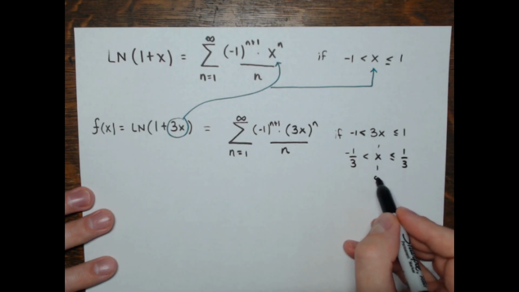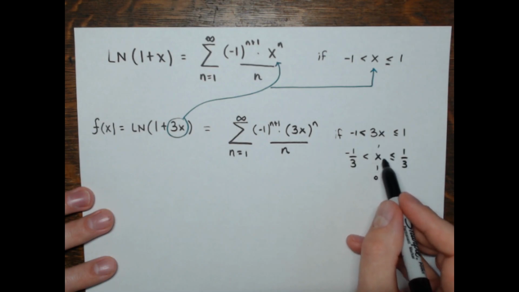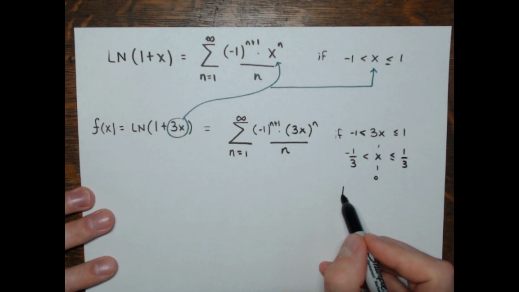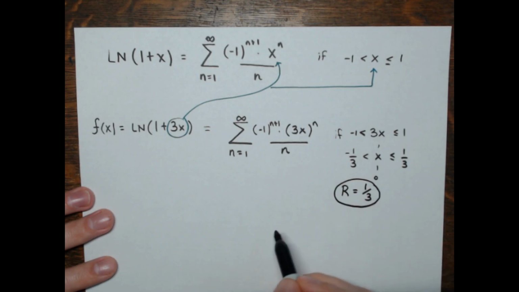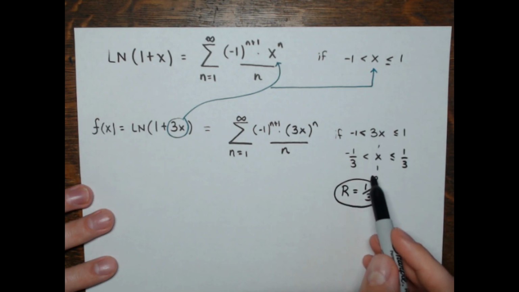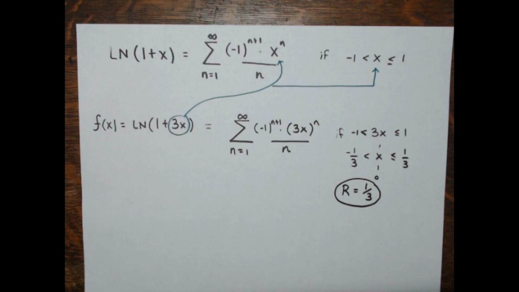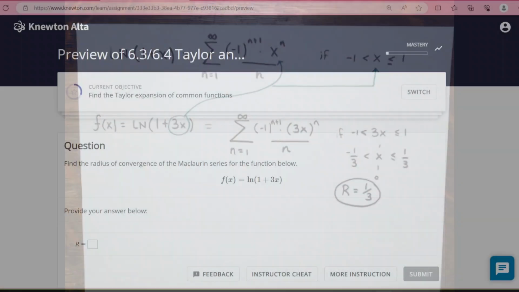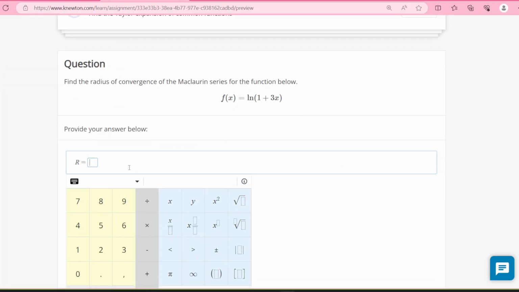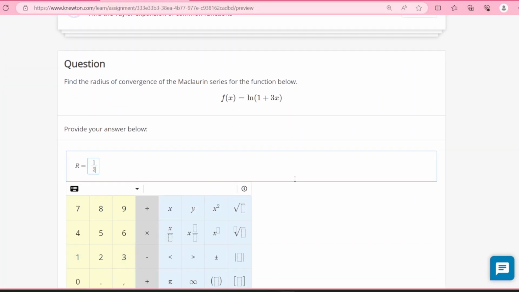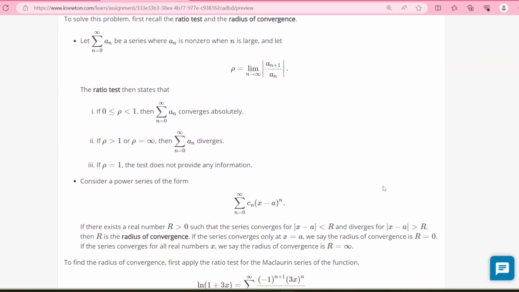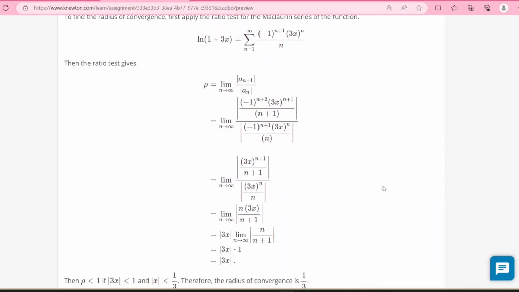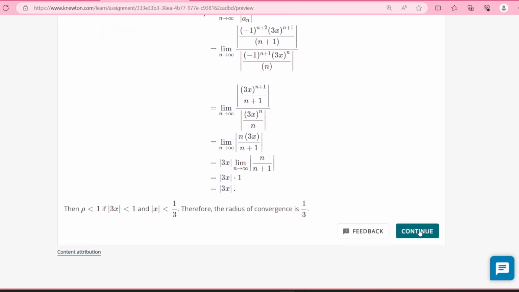Now, if the center is at 0, this is a Maclaurin series, the middle of this interval is at 0, and the distance to either end is 1/3, right? So the radius of convergence here, which is what they're asking for, is 1/3, the distance from the center to either end of the interval of convergence. So the radius r of convergence for this series is 1/3. Now again, they did the ratio test, but yeah, same result.